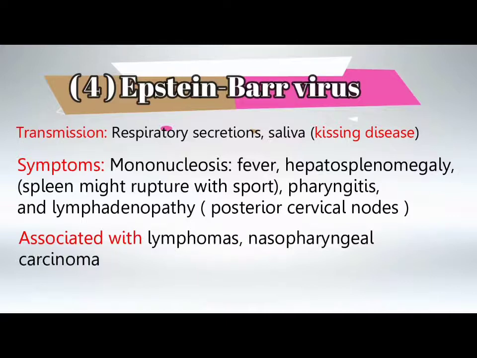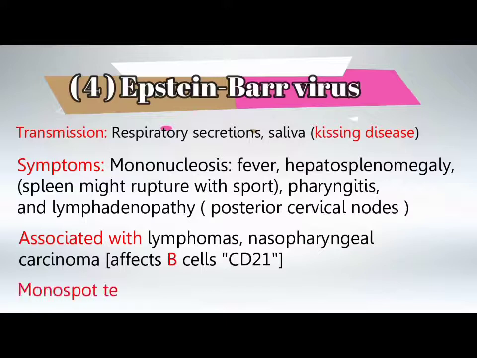Epstein-Barr virus infects B cells, so remember that Barr starts with B and B cells will start with B as well. And this increases the chance of lymphomas and nasopharyngeal carcinomas. And it's very important to know that herpes number 4 has a positive monospot test.